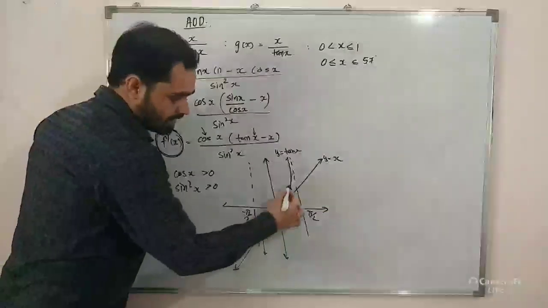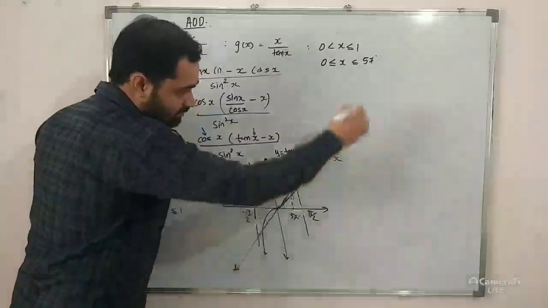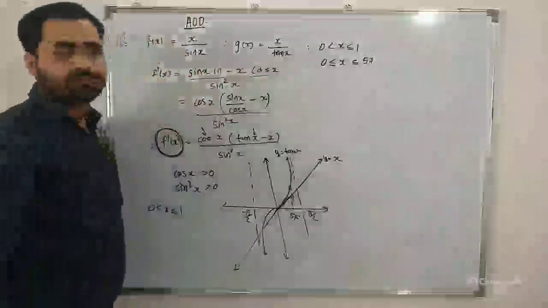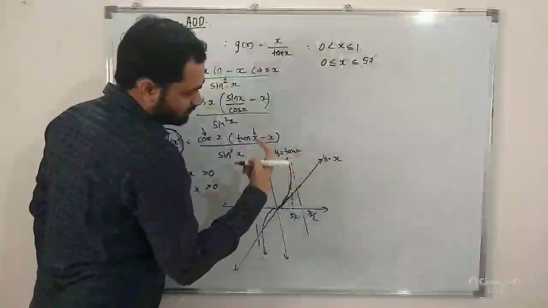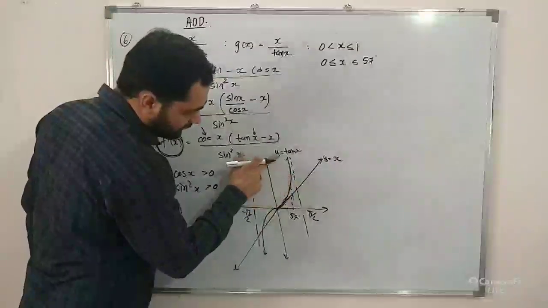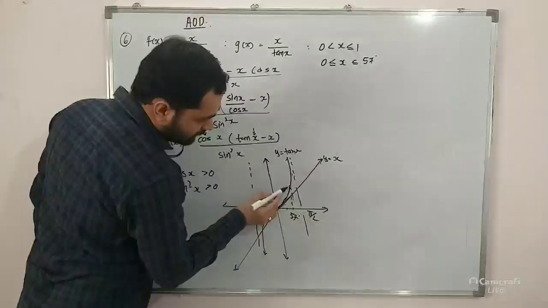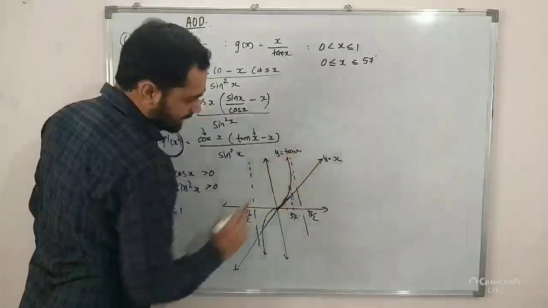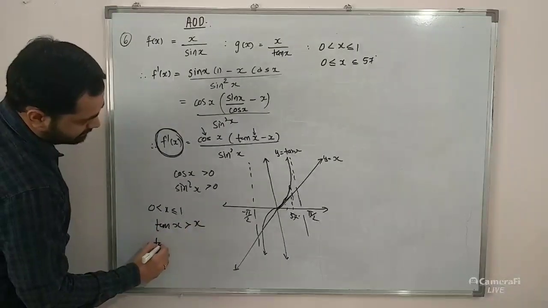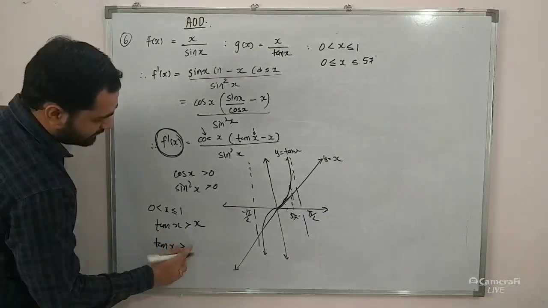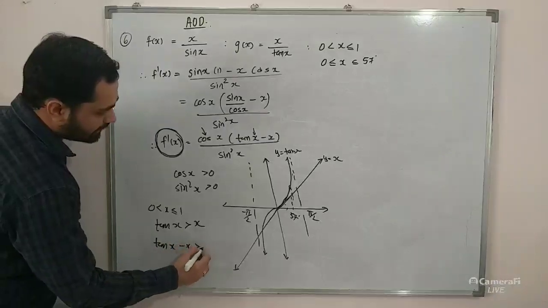So y equals tan x is looking like this, and y equals x is passing at the 45-degree angle, right? So y equals x and y equals tan x. We are going to subtract tan x minus x. It means tan x is greater than x. It means tan x minus x is greater than 0.